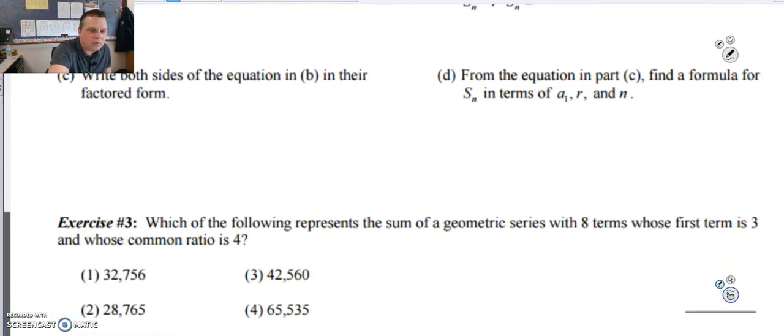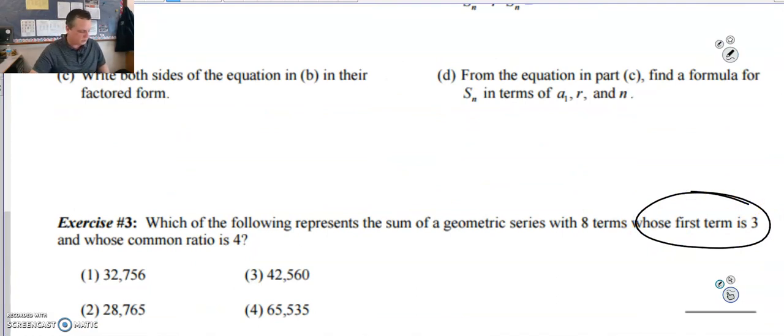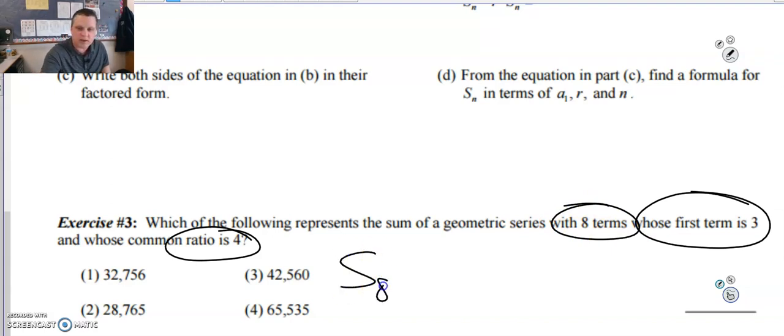So what do we need? We need A1. Okay, do we have A1? Yes. First term is 3. We need the R. The ratio is 4. We need that as well. And the N is the number of terms, 8 terms. So your A1 is 3. So the sum of 8 equals A1 minus A1 times R to the N.